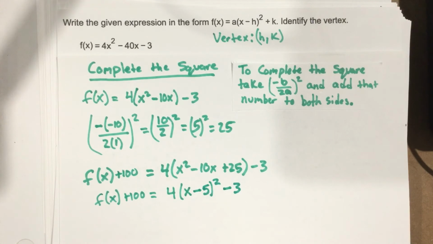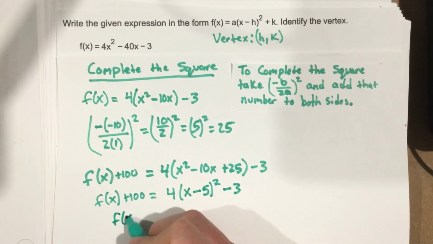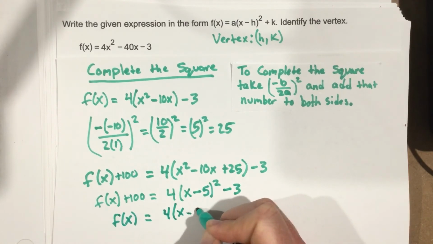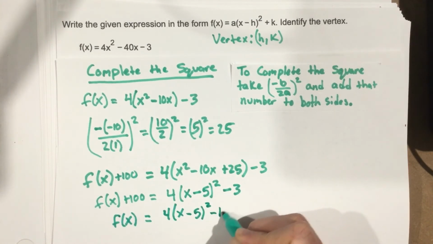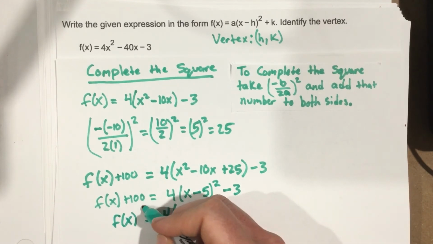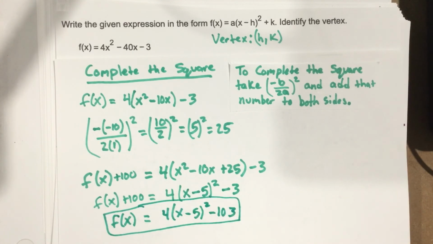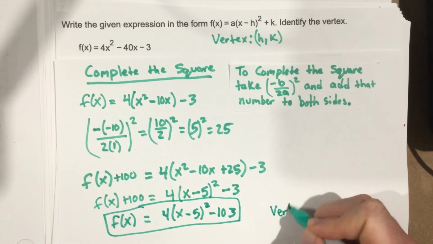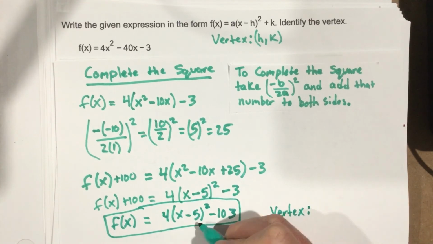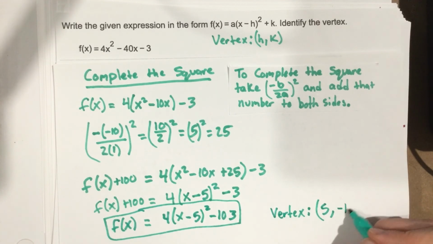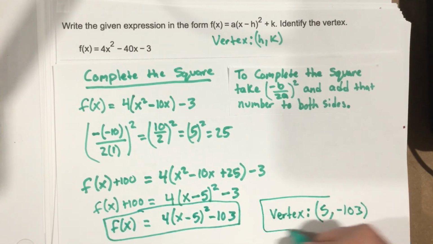Last step is to take the 100 and subtract it from this side. So we get f of x equals 4 times x minus 5 squared minus 103. This is the vertex form for that quadratic. Our vertex then, because this is negative, I'm going to write positive here for the x value, and this is negative 103. And that's the vertex.